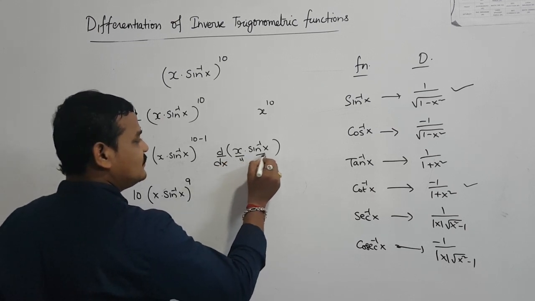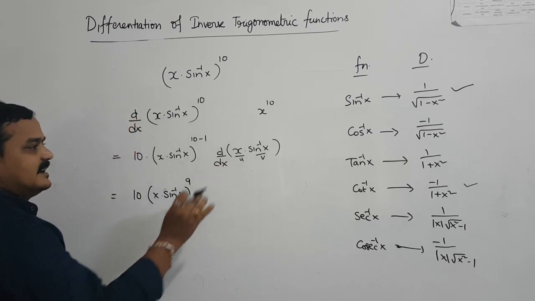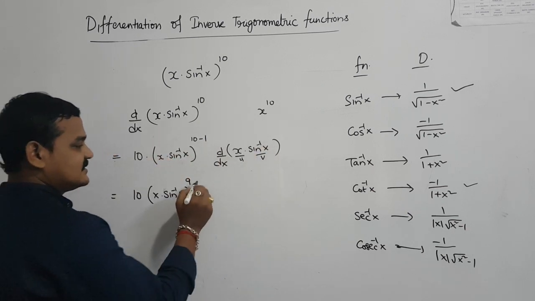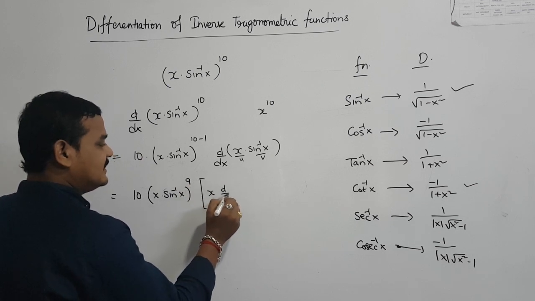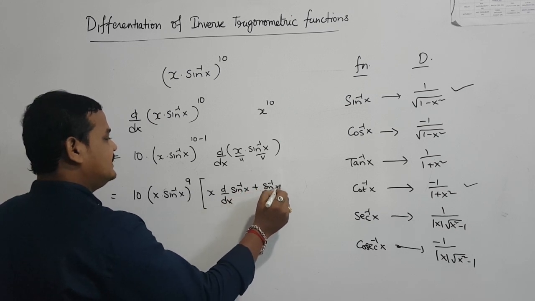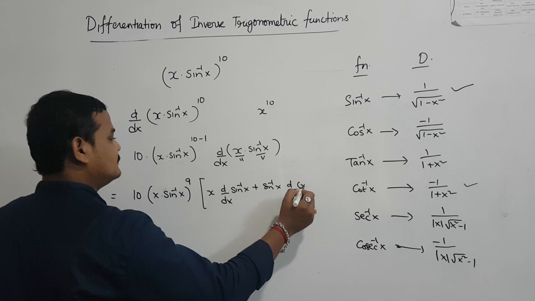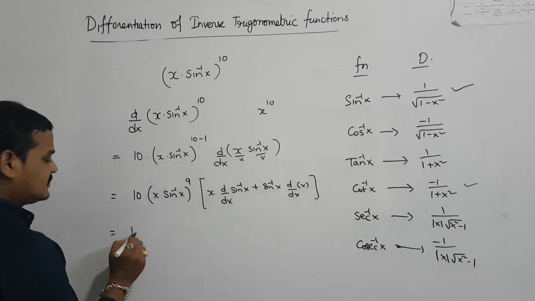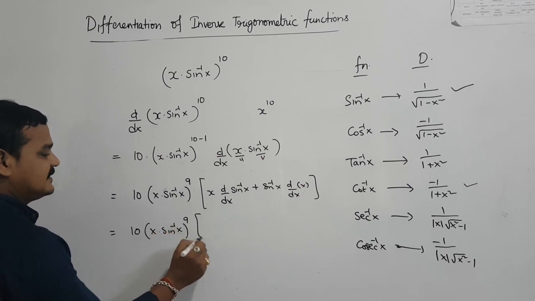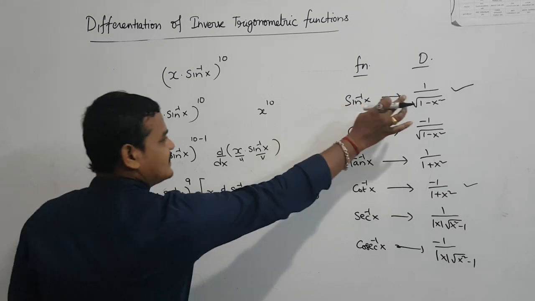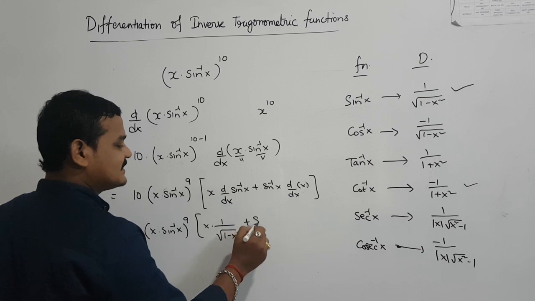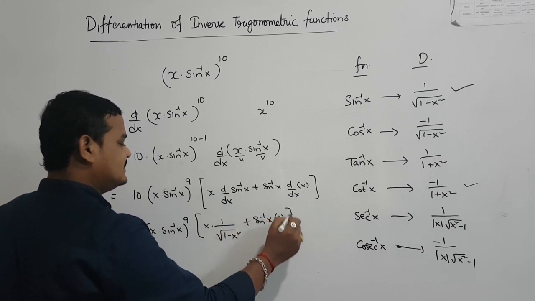Again apply the UV formula because this is the product rule. Here two functions are there. First function is x and second function is sin⁻¹x. So finally u into derivative of v plus v into derivative of u. So that is equal to 10 into (x sin⁻¹x) whole to the power of 9, into x into derivative of sin⁻¹x, which is 1 by root over 1 minus x square, plus sin⁻¹x into derivative of x, which is 1.